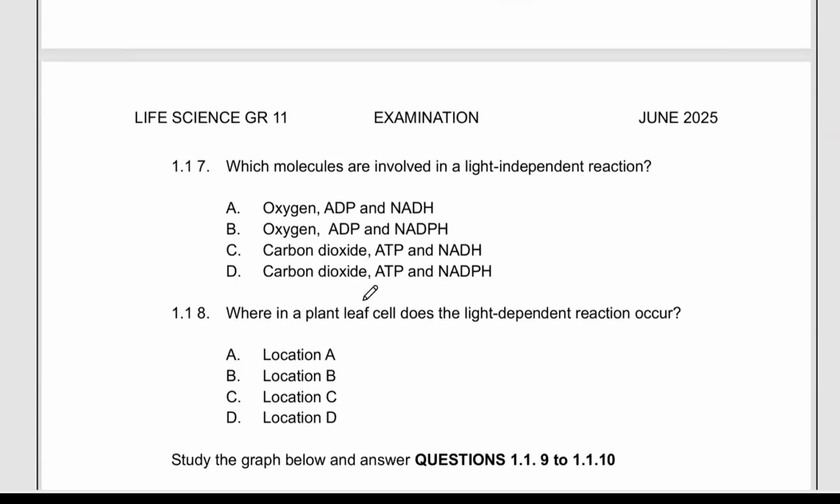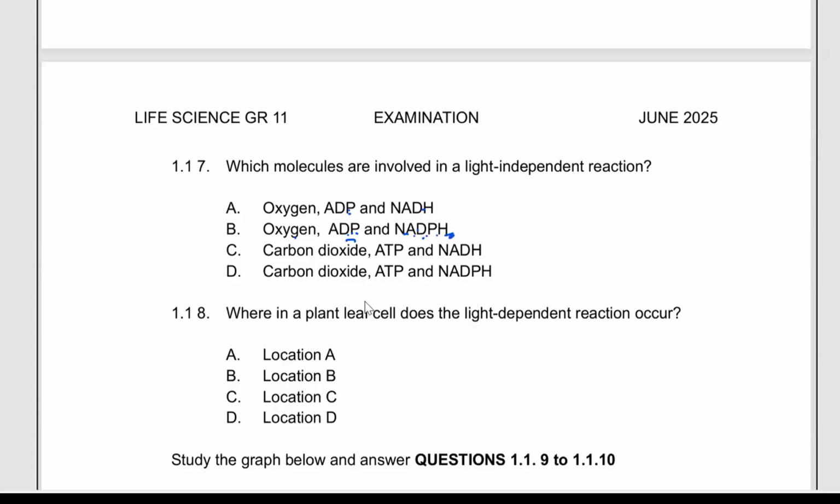They are saying question number 7, which molecule is involved in the light independent reaction? If you look at the light independent reaction: oxygen, ADP, NAD, and that is, we call this one adenosine diphosphate, and then we have nicotinamide adenine dinucleotide phosphate with the hydrogen.